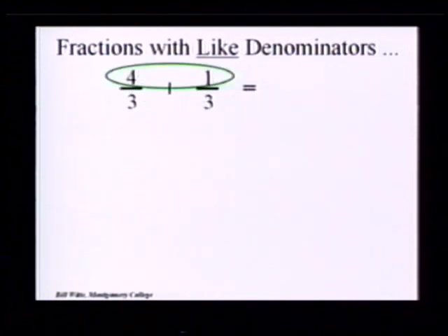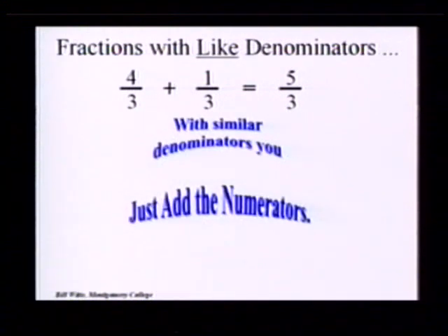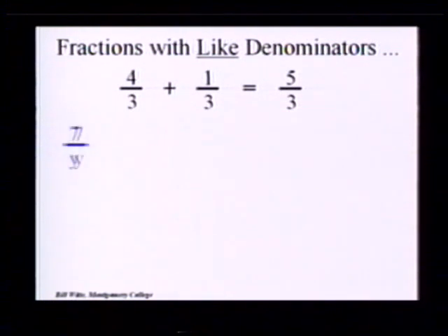Well, when the fractions have the same bottoms, it's easy. For instance, 4/3 plus 1/3. You got 4 of them, you got 1 of them. Just add the tops. It's 5/3. Dismissed. That's not so bad, is it? With similar denominators, all you got to do is add the numerators.